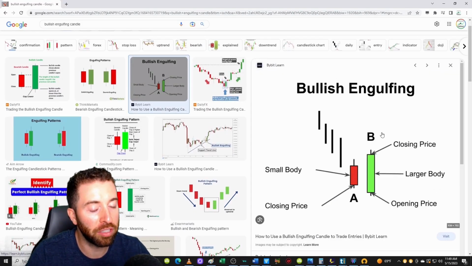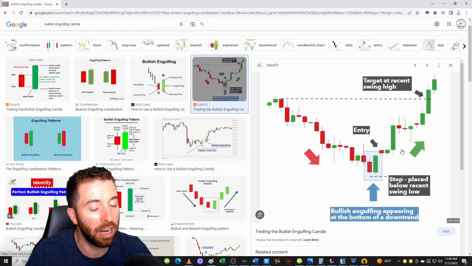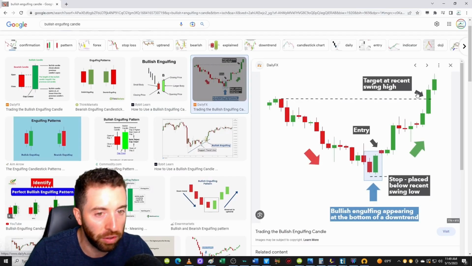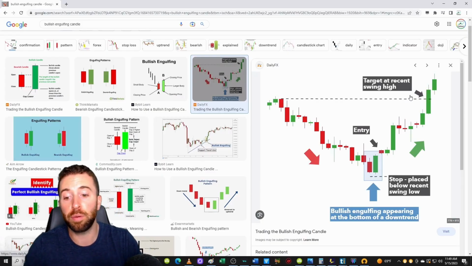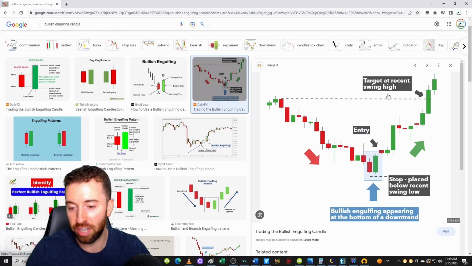That's how we know a bullish engulfing candle is formed, and that's how we know a reversal is now going to come on up that we can buy and hold on the long side. So same exact thing with bullish engulfing. You can imagine that we also have bearish engulfing.